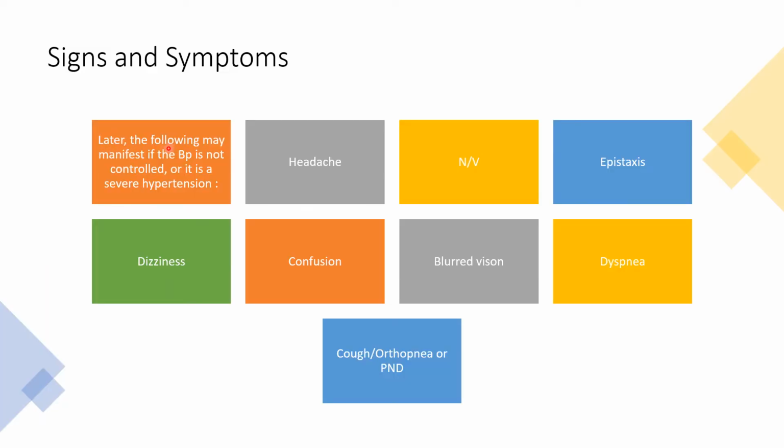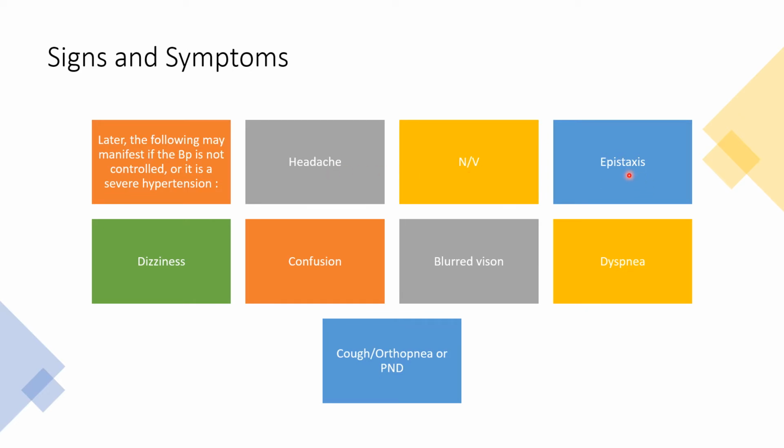I've said mostly there will be no sign, no symptoms, but the following may manifest if the BP is not controlled, or if this is the first time or a sudden rise in blood pressure that is pretty severe. Then we can be dealing with headache. There will be nausea or vomiting.